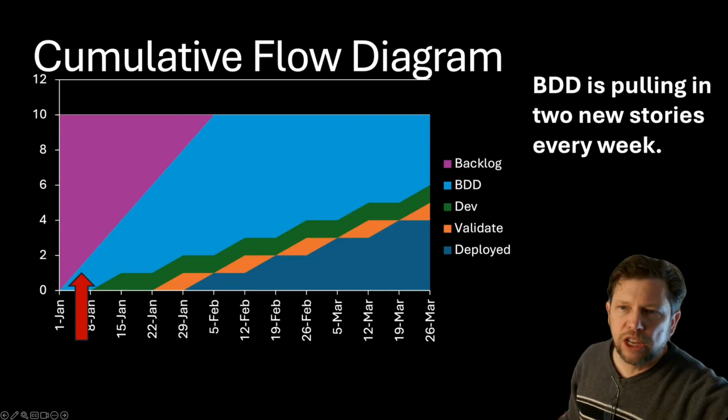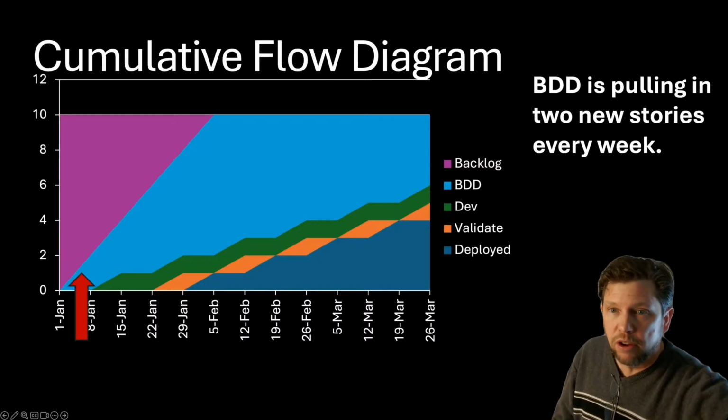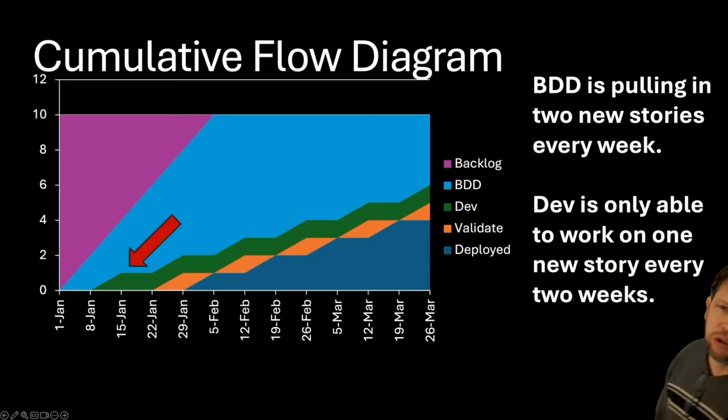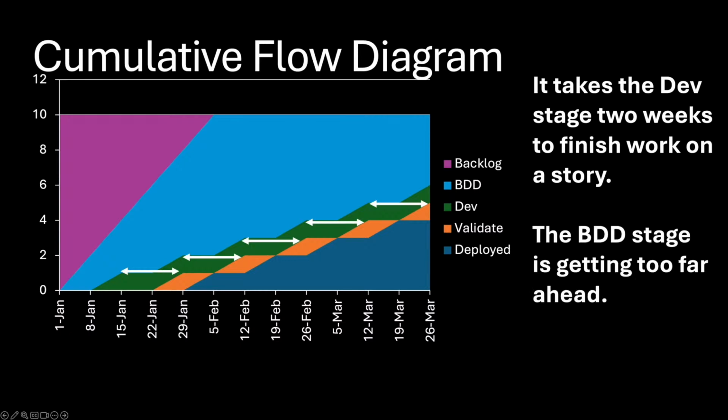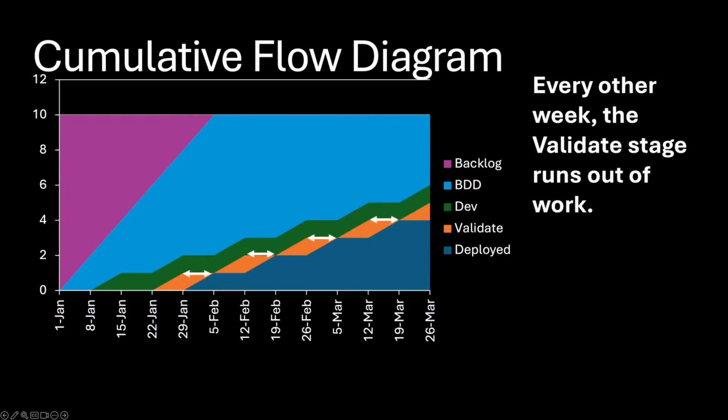So BDD is pulling in 2 new stories every single week and working on them. And from what we said, they're actually finishing them. But dev's only able to work on one new story every 2 weeks because we cut their capacity in half. It takes the dev stage 2 weeks to finish work on a story, and the BDD stage is getting too far ahead.